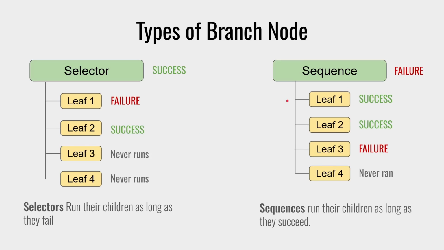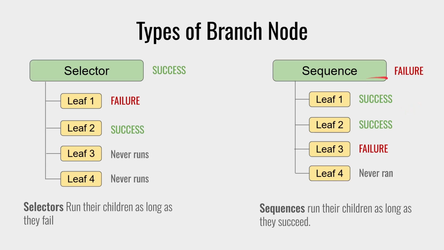A sequence runs its children as long as they succeed. So in this example, leaf 1 returned success, so it went on and ran leaf 2, which returned success, and then it ran leaf 3, which returned a failure, and so it returned a failure.